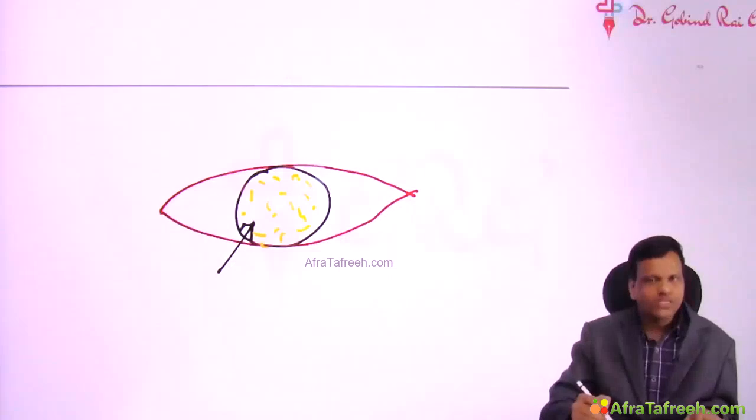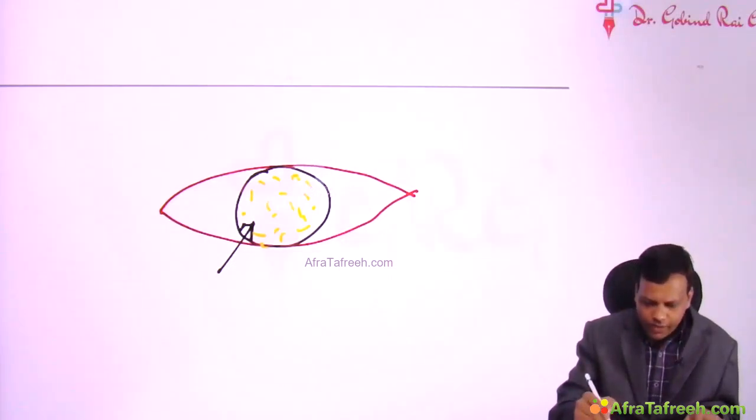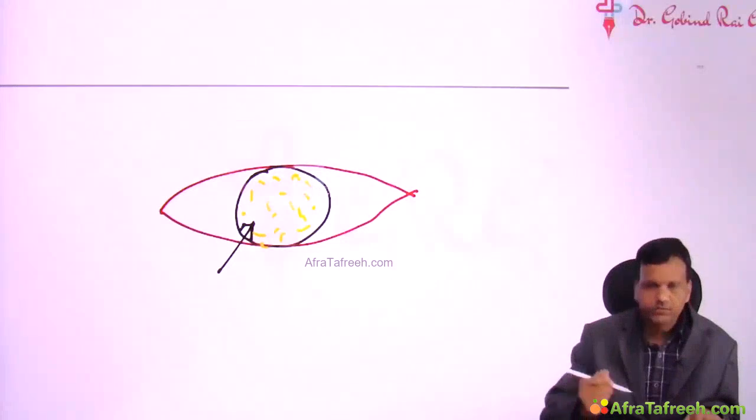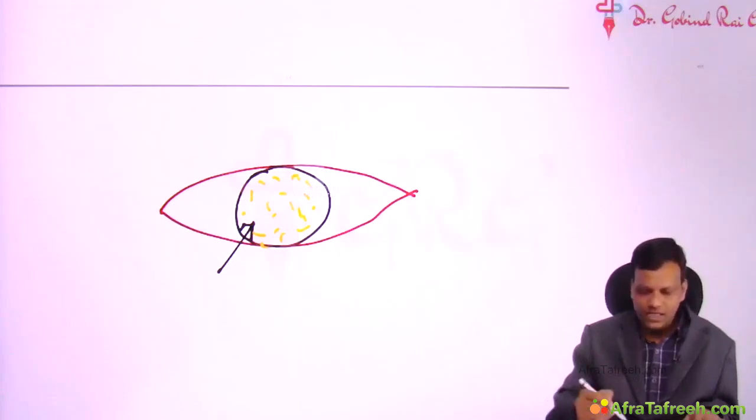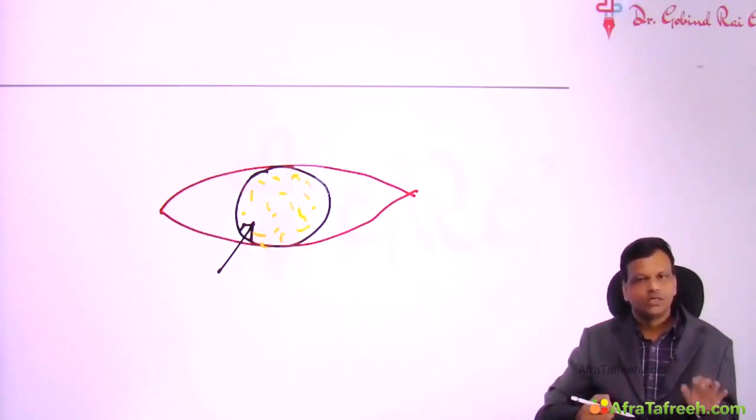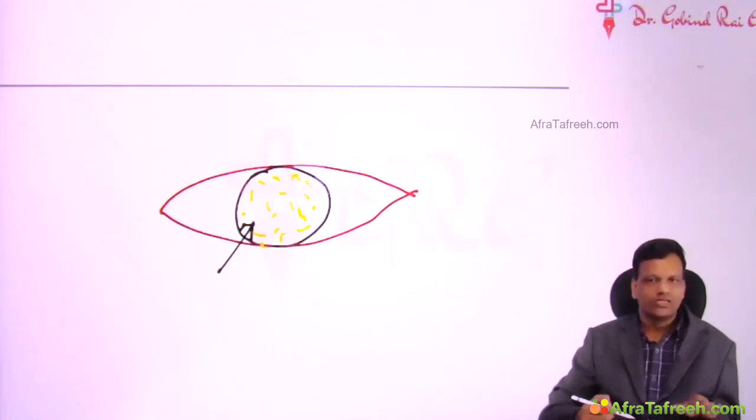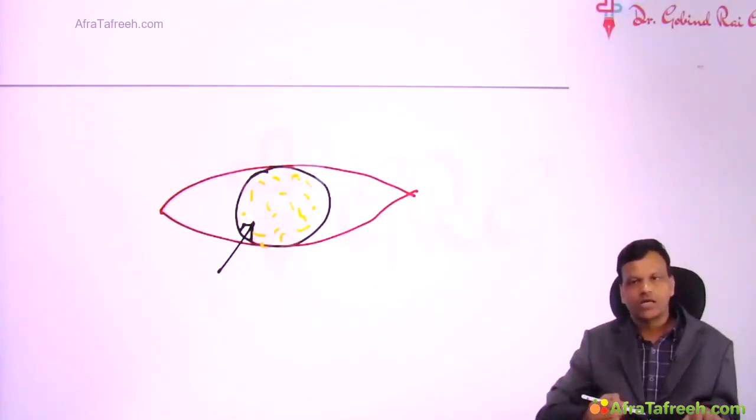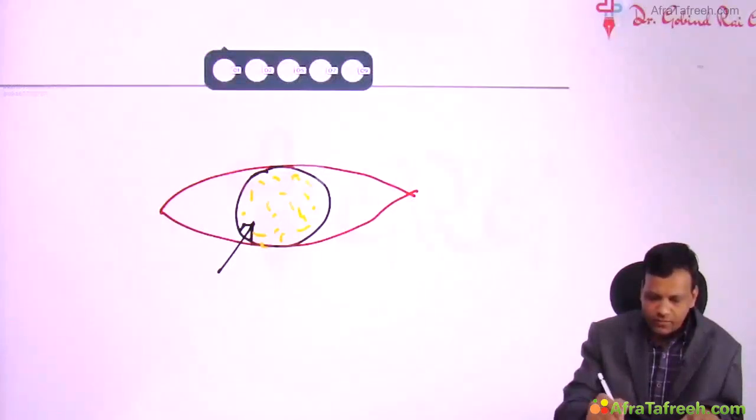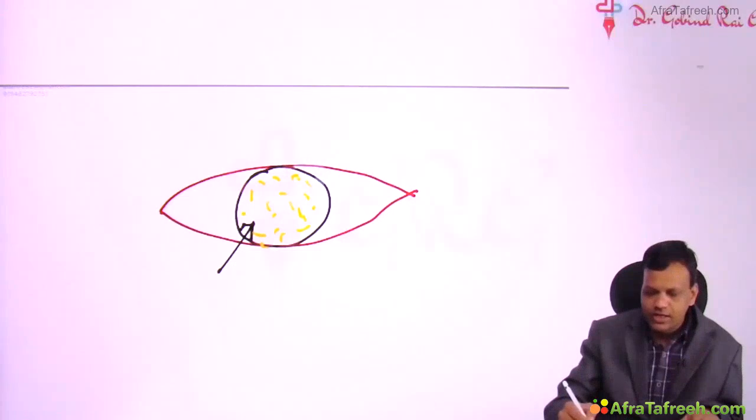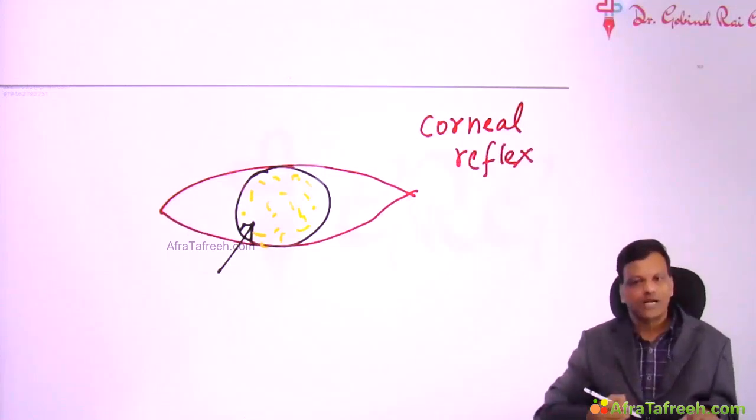So it is so sensitive that even if a very small dust particle touches the cornea, immediately the eye can sense, because these nerves will be stimulated, and these will pass the information to the facial nerve, which will contract the orbicularis oculi, or in simple language, if anything touches the cornea, eye closes. So that's why damage does not occur to cornea. It is a protective reflex which is called corneal reflex. Corneal reflex means if anything touches the cornea, eye closes. It is a protective reflex.